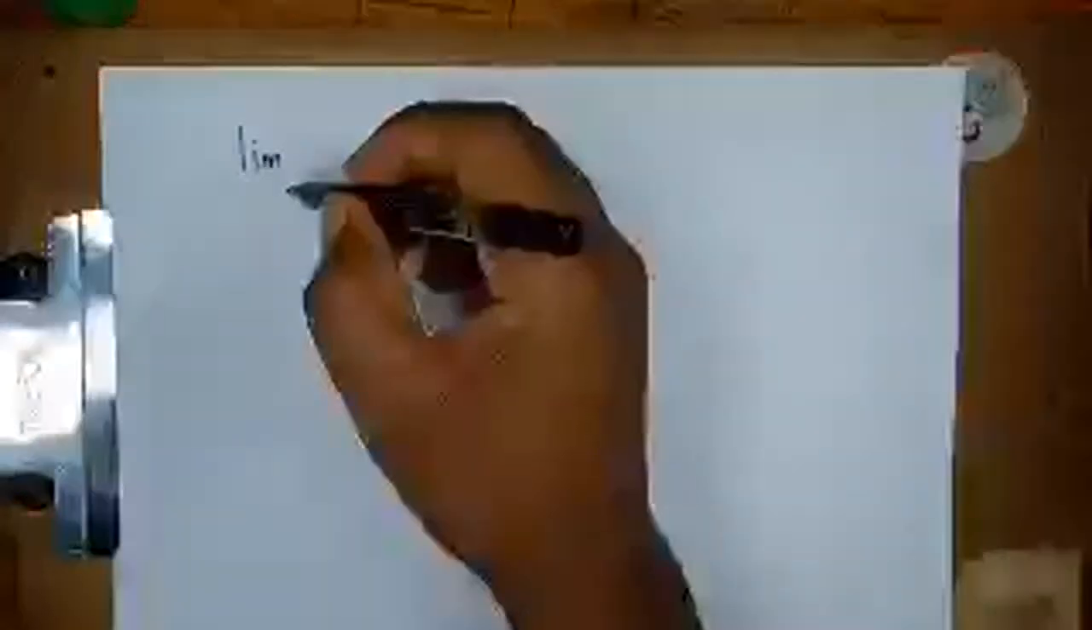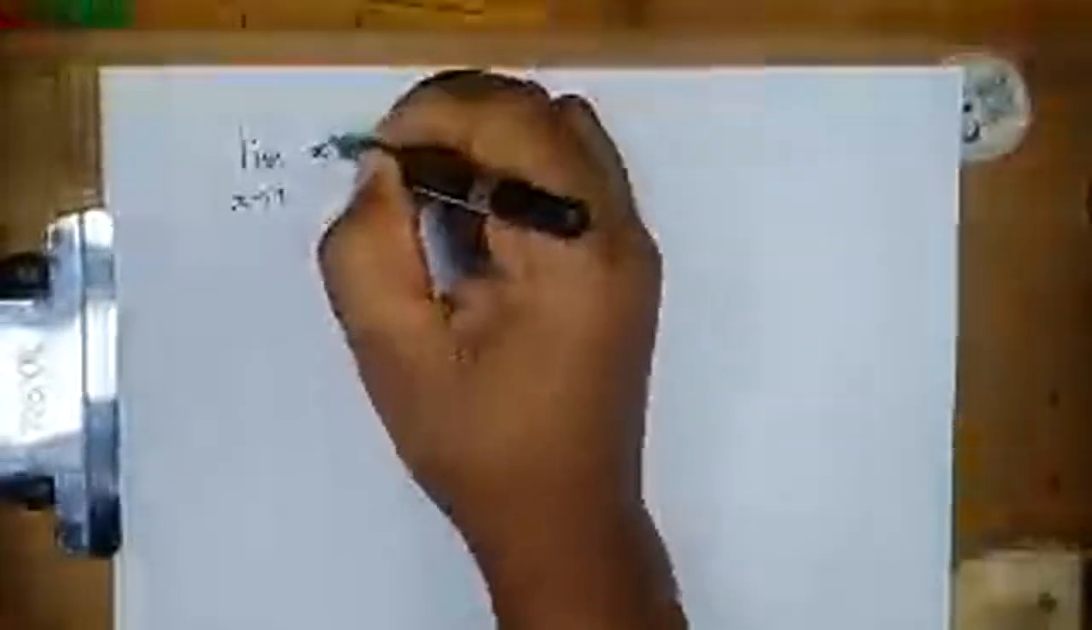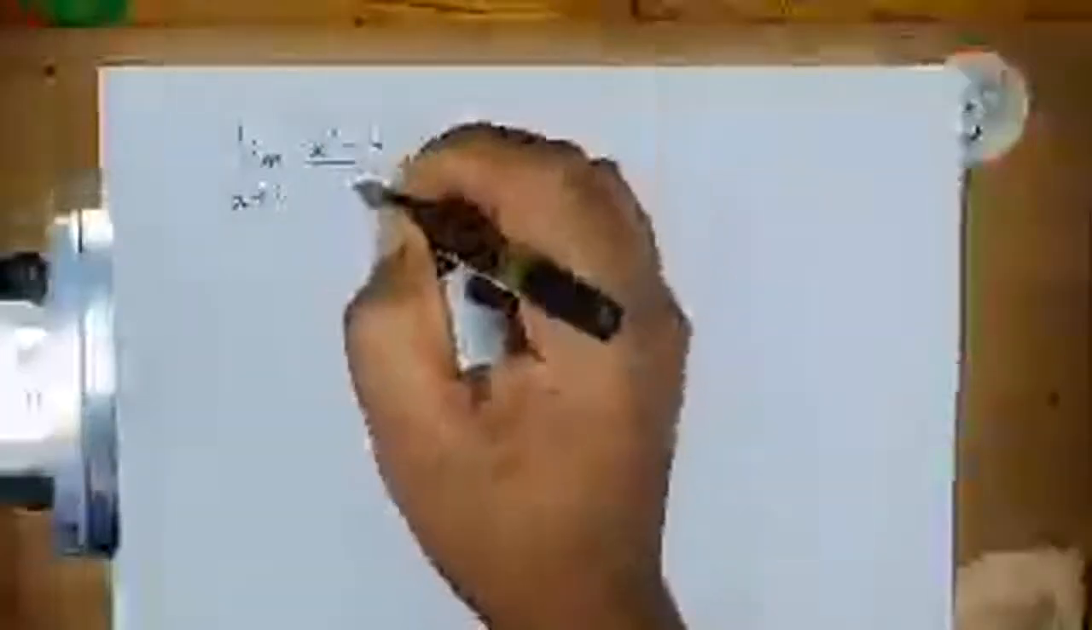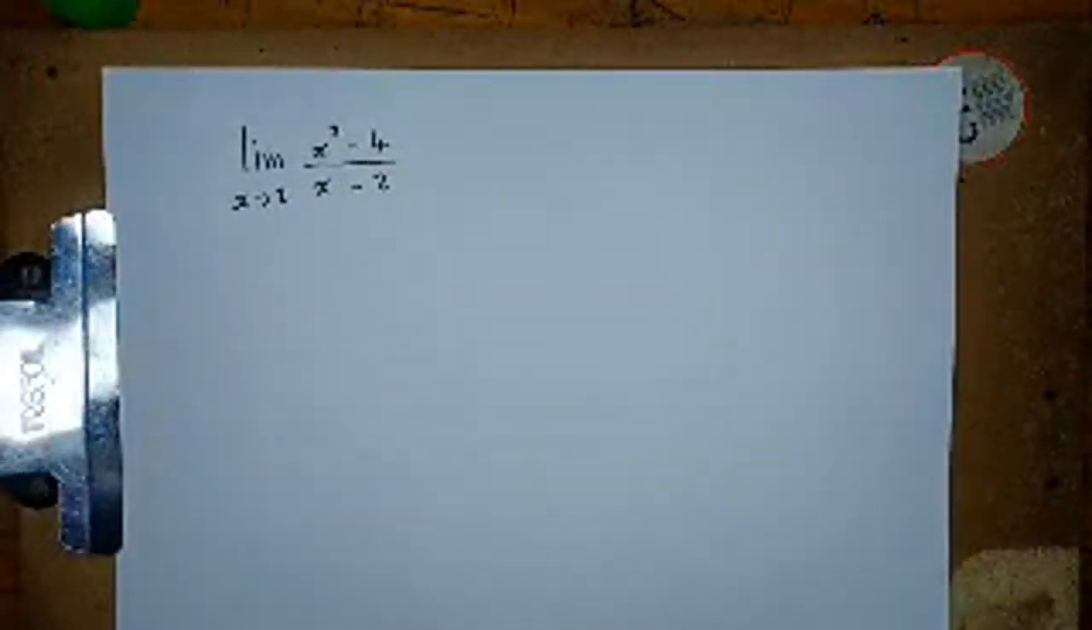Okay, so like I said, we'll be doing limits. So let's go ahead and start. Our first example for today: how do we evaluate the following limits? We have the limit as x approaches 2 of x squared minus 4 divided by x minus 2. So how do we evaluate the limit for this particular question?